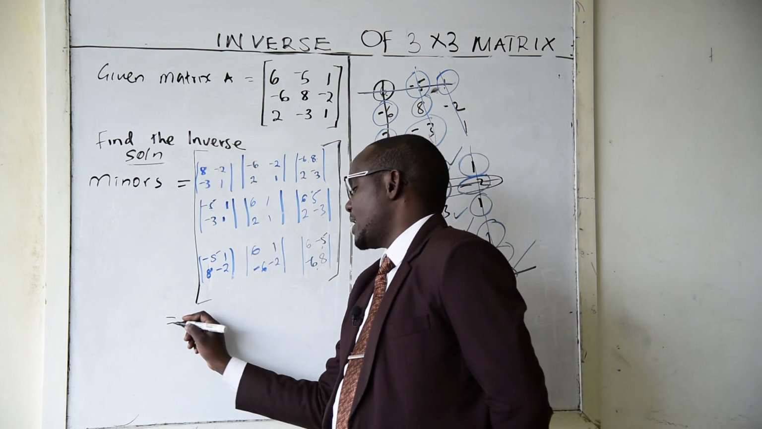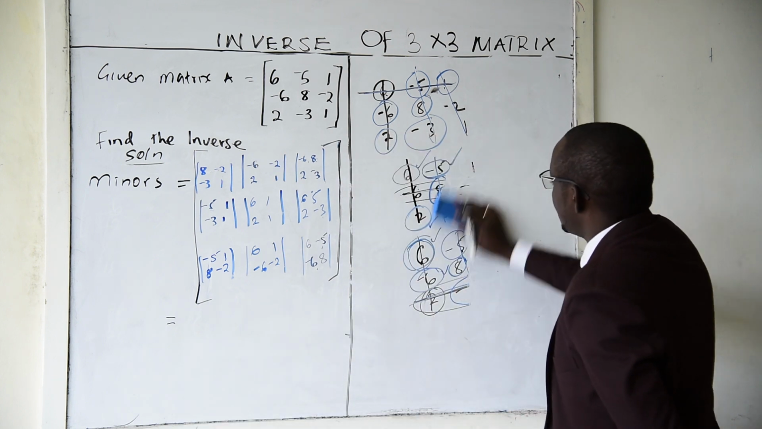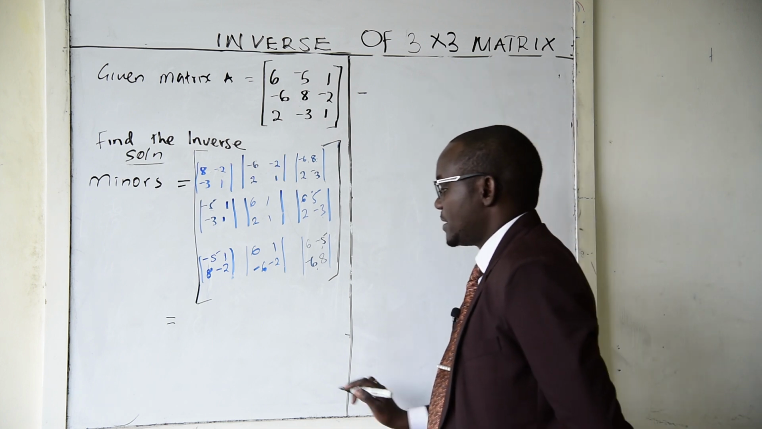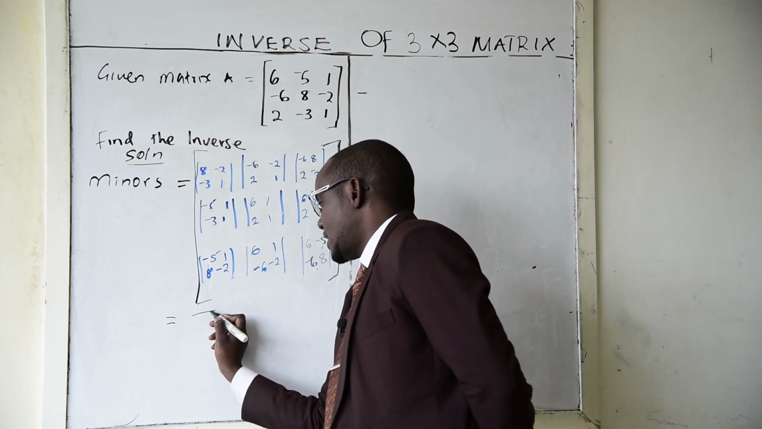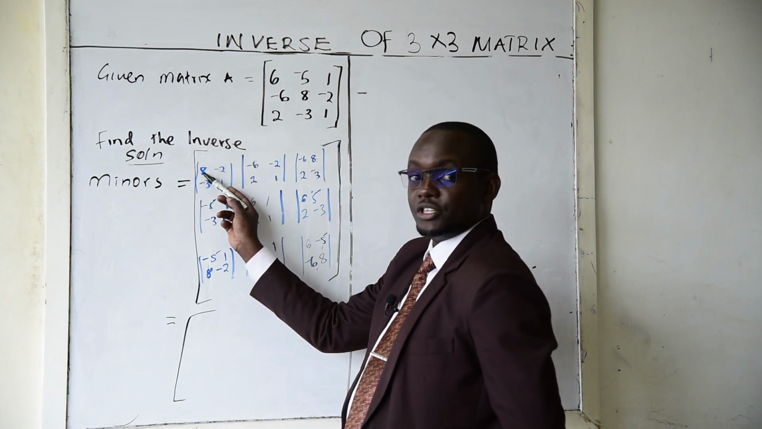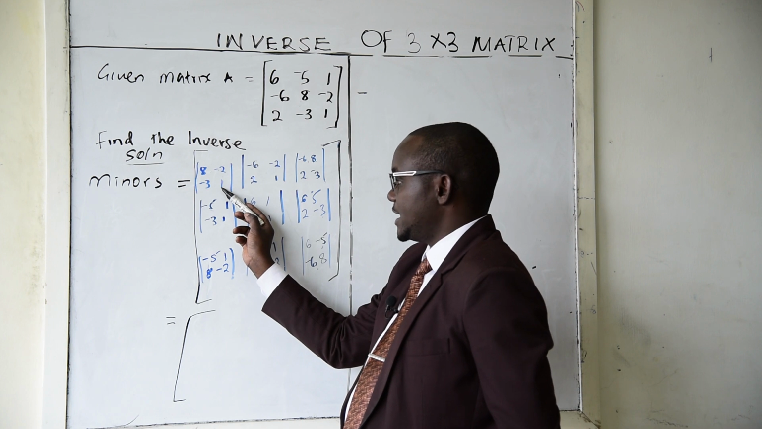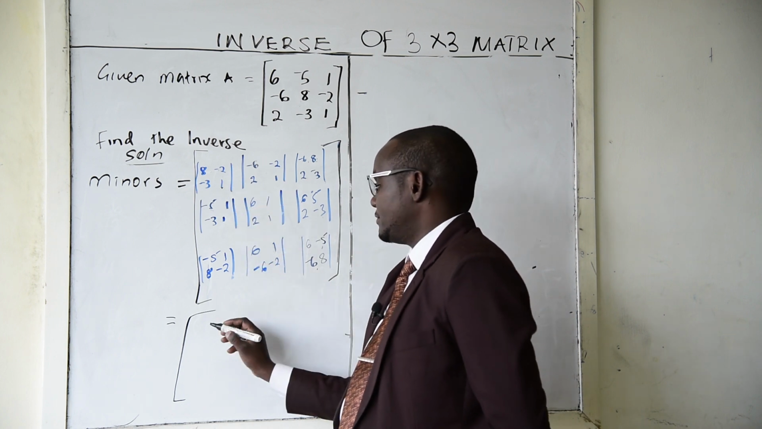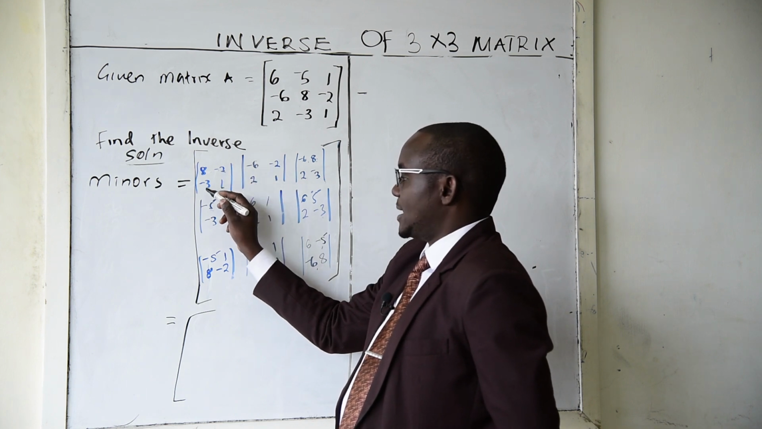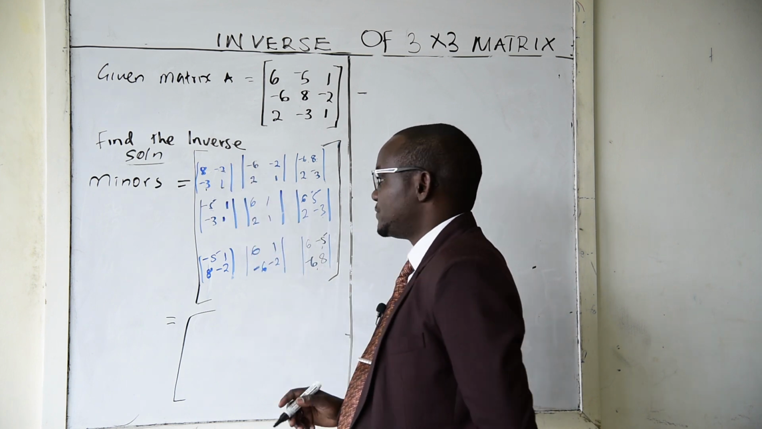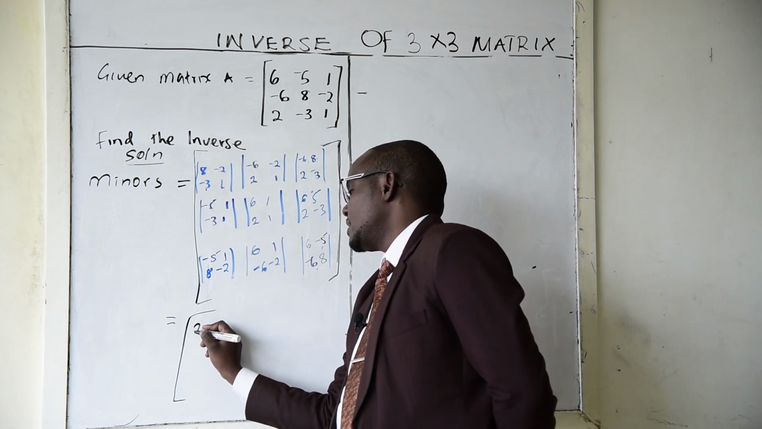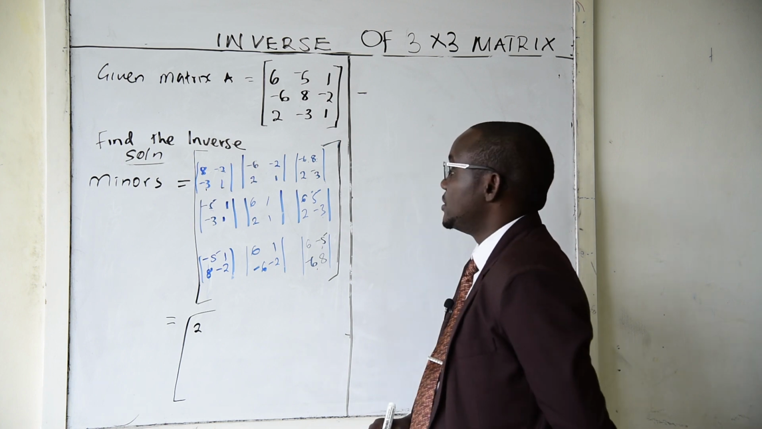So we simplify this further. Now we find the determinants here. For the first determinant, you take 8 multiplied by 1, that is 8. Then you have negative 2 multiplied by negative 3, we have positive 6. So 8 minus 6, that means we remain with 2.